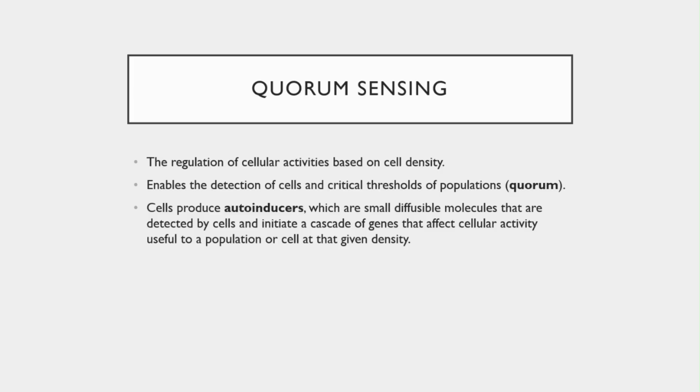The way it works is cells produce what are called autoinducers, which are small and diffusible molecules that are detected by other cells. And when they reach a critical concentration, they can initiate a cascade of gene expression that affects cellular activity. This allows cells to predict the population concentration and in response change their behavior, such as to stop growing or to stop using certain nutrients, or maybe change their cell state. Maybe they form endospores or maybe they leave the biofilm, allowing for the regulation of population size in relation to available resources or needs.